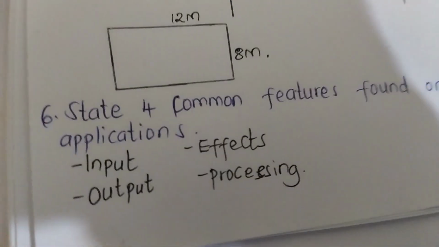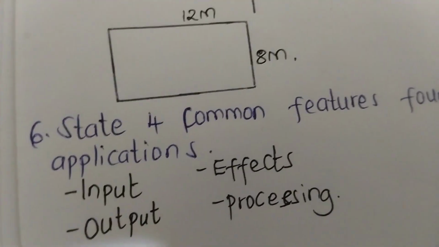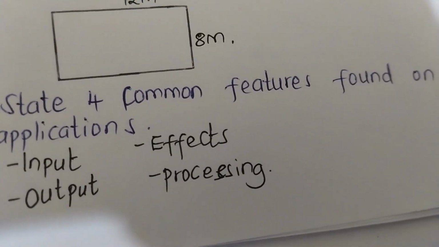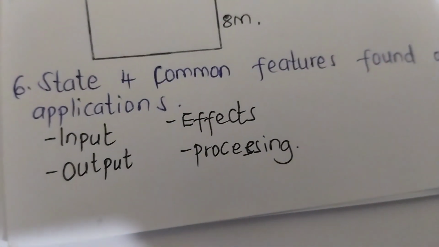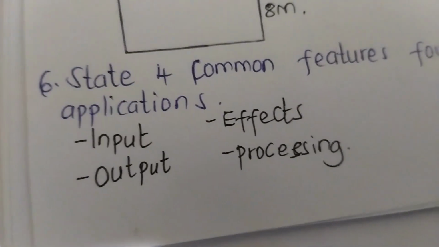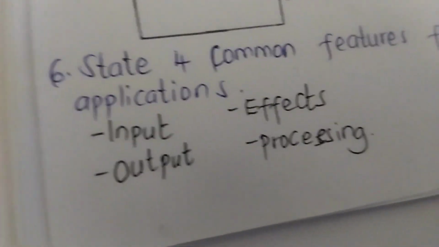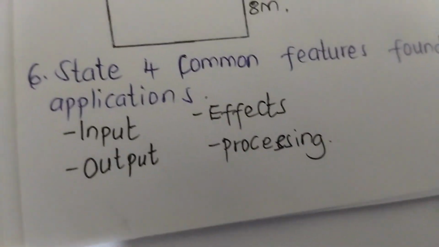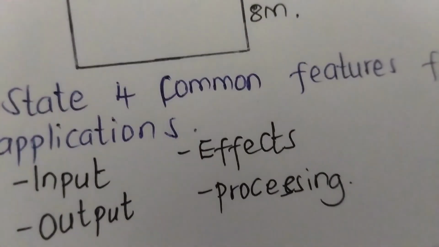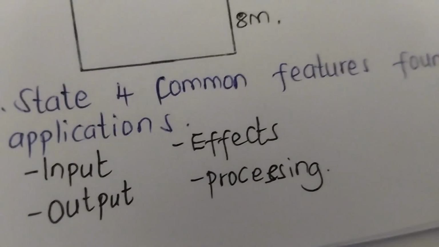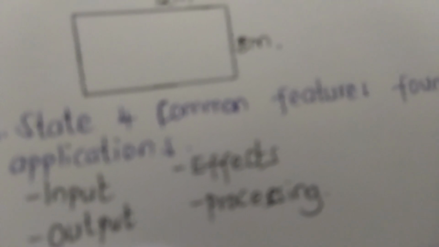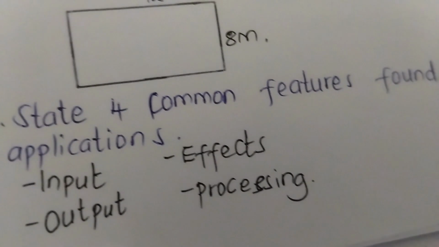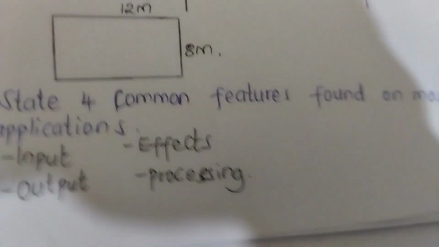After the processing, we go to the output, whereby output is how the program displays information or interacts with the user. Output, we get it in form of sounds, animations, visuals, etc. Then the last one is effects, whereby they enhance the user experience by making programs more engaging and interesting. Examples of these effects are animations and sounds. I hope that is clear.